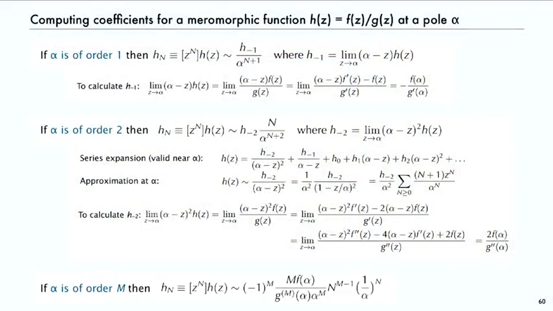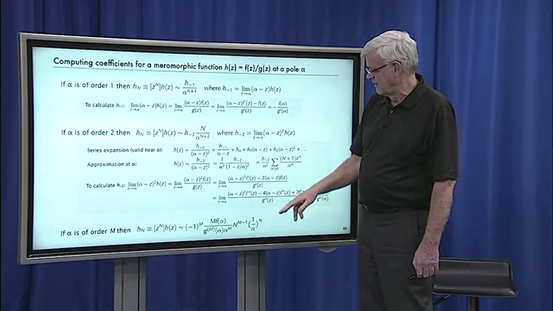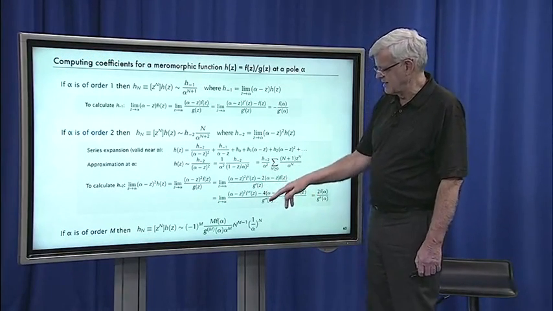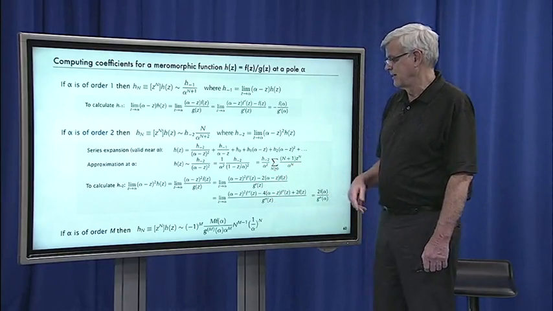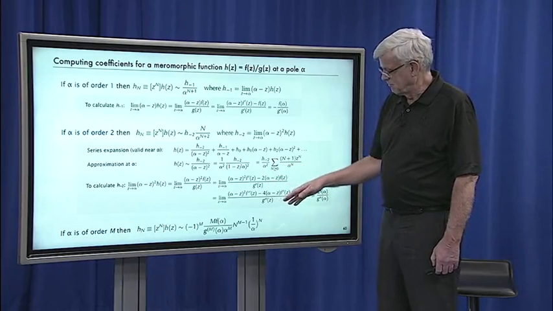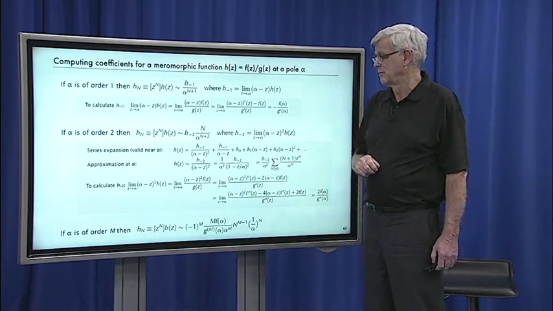And then you can convince yourself from that that if it's of order m, then our coefficient that we need is minus 1 to the m, f of alpha, mth derivative of g evaluated at alpha over alpha to m, that's the coefficient. And then the growth is n to the m minus 1, where m's the order of the pole, 1 over alpha to the n. So a simple formula for the coefficient in terms of the order of the pole.